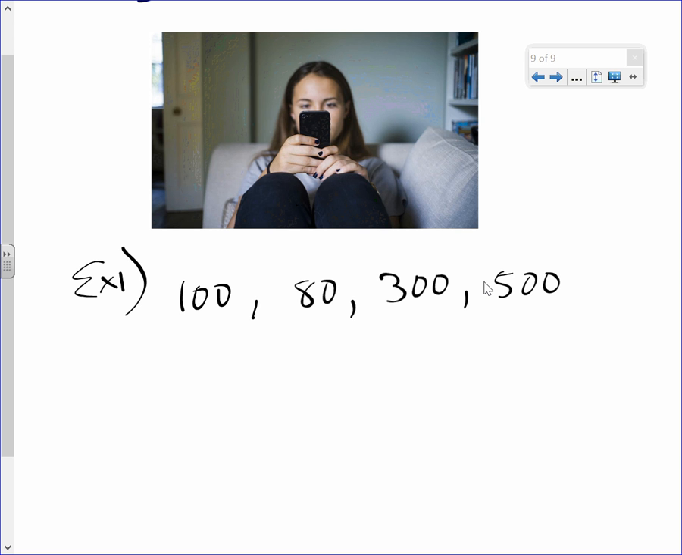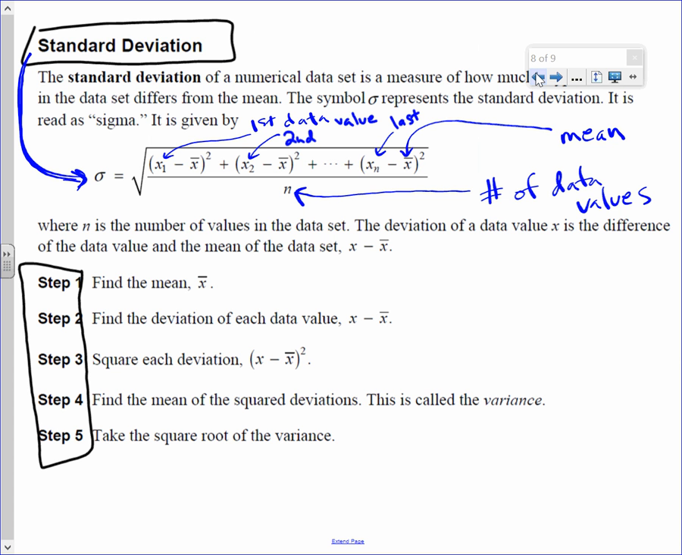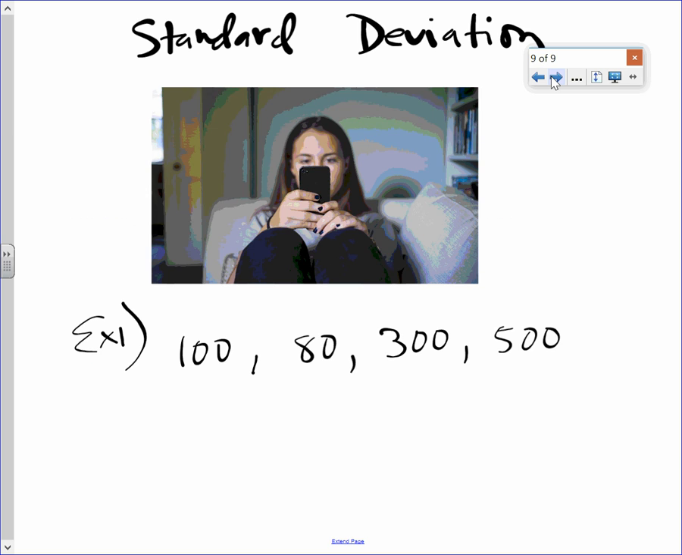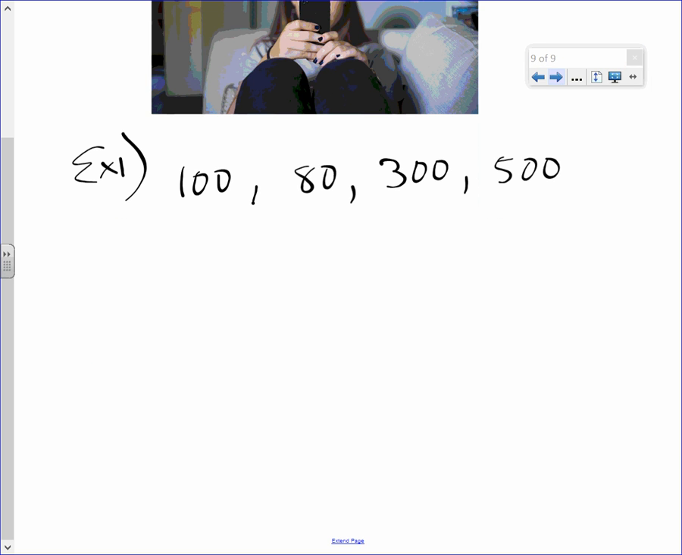Okay. Let's go to step 1. We're going to find how spread out my data is. Well, one way is a range. We did that yesterday. But the second way is what we call the standard deviation. Okay, here are the 5 steps. Step 1 says find the mean. Let's do it. So on your note guide or on your paper, let's find the mean.